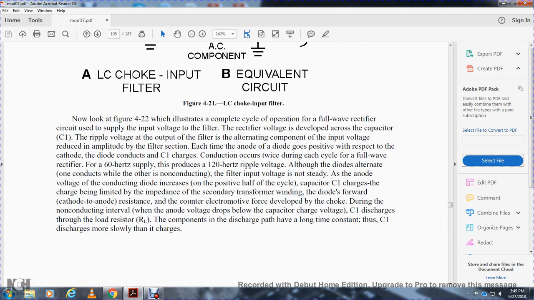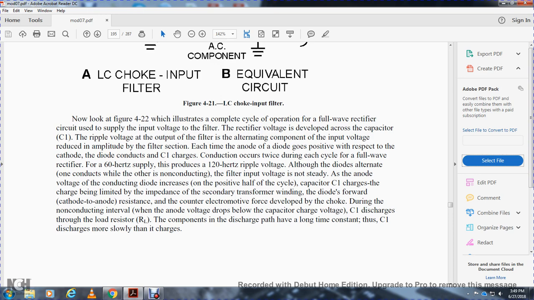Now look at Figure 4-22, which illustrates the complete cycle of operation of the full-wave rectifier circuit that is used to supply the input voltage of the filter. The rectifier voltage develops current in capacitor C1, and the voltage at the output of the filter is reduced in the alternating component of the input voltage. Each time the anode of the diode is positive with respect to the cathode, the diode conducts and capacitor 1 charges.